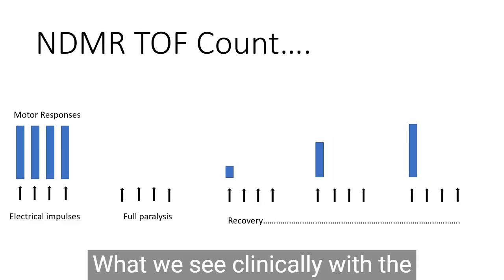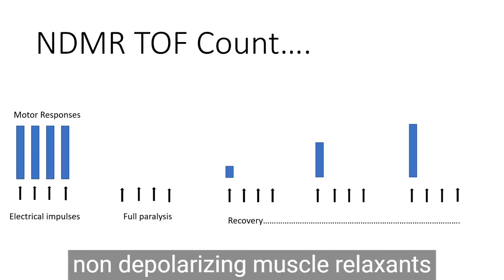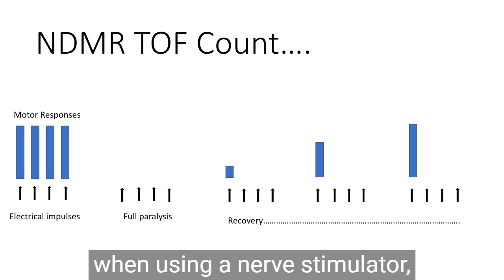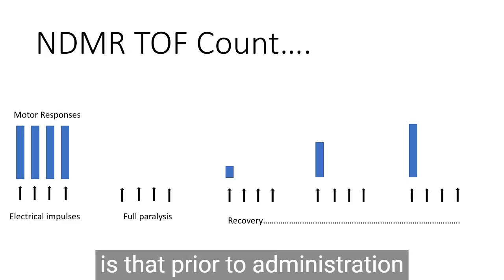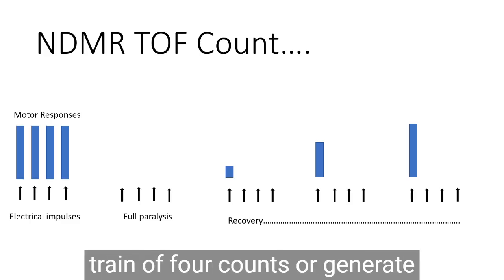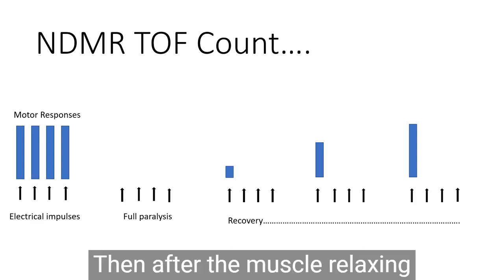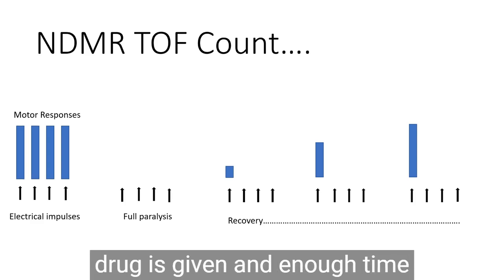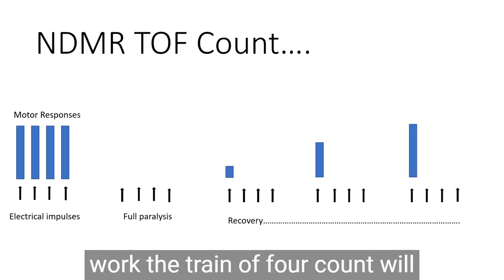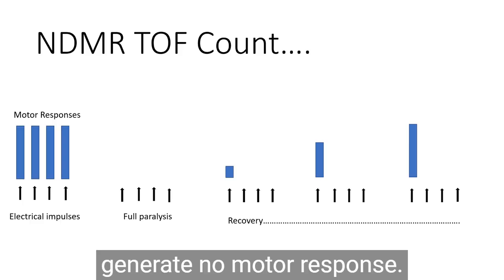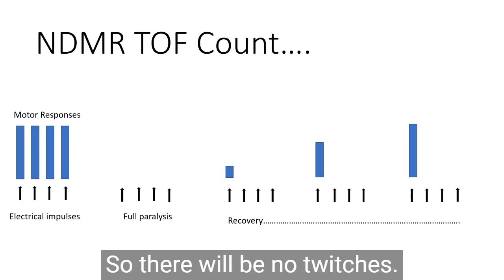What we see clinically with the non-depolarizing muscle relaxants when using a nerve stimulator is that prior to administration of the muscle relaxant, the train of 4 count will generate 4 identical motor impulses. Then after the muscle relaxing drug is given and enough time has passed for the drug to work, the train of 4 count will generate no motor response. So there will be no twitches.